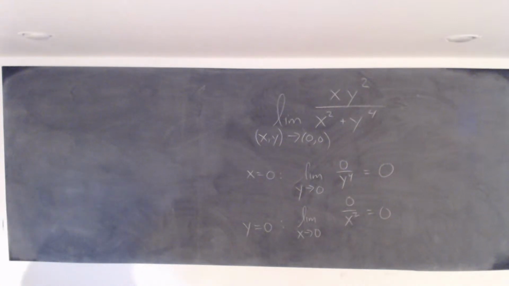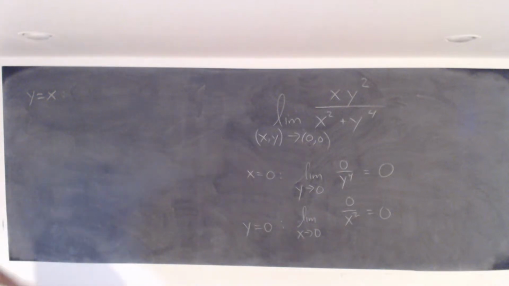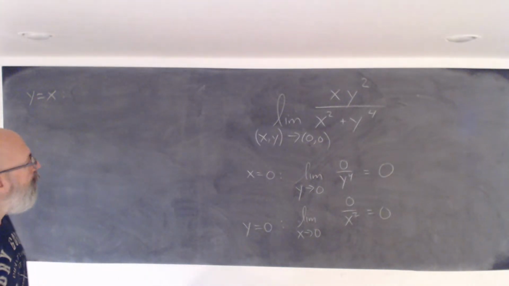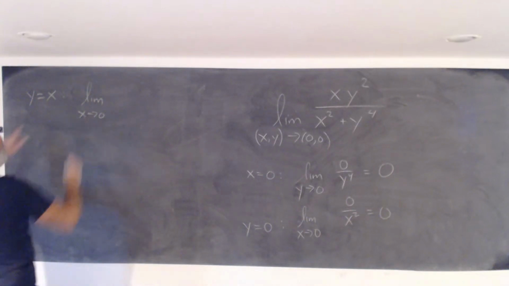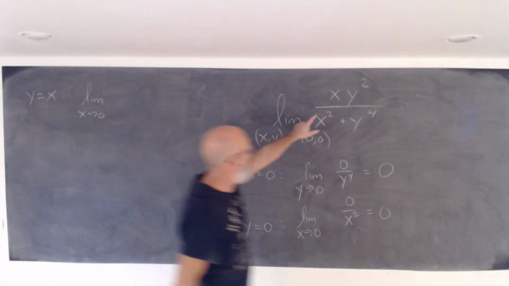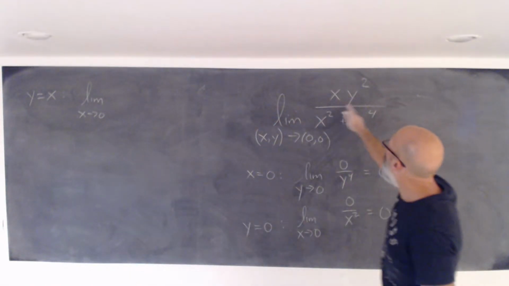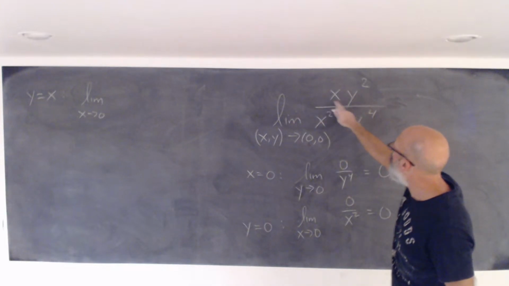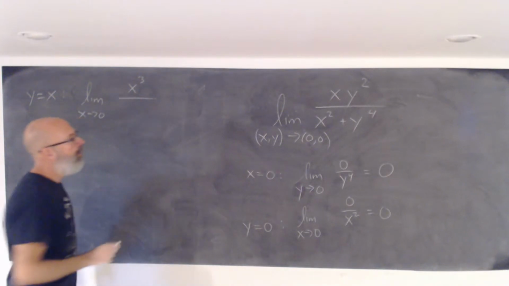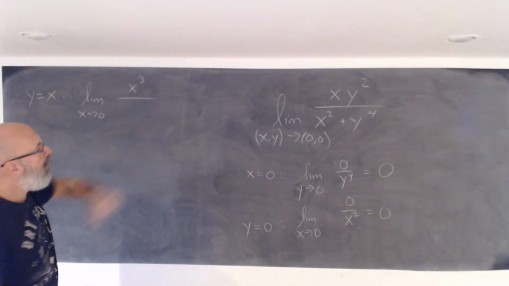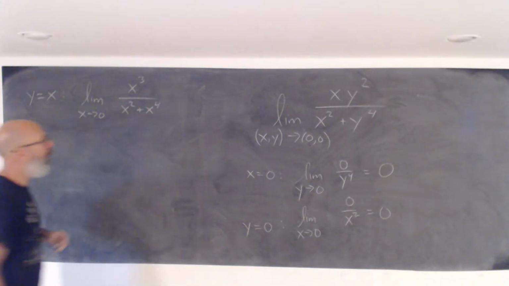In the previous example, we had tried y equals x. Let's try that again. See what happens. When y is x, this is x cubed. And the denominator is x squared plus x to the 4.